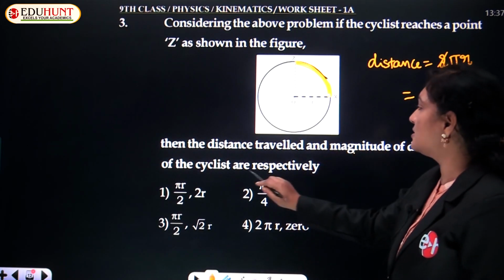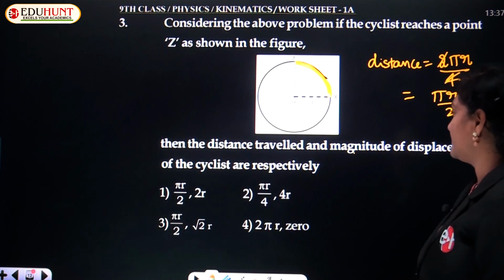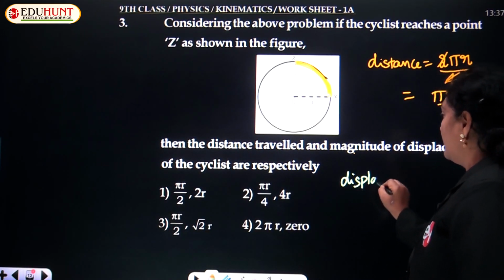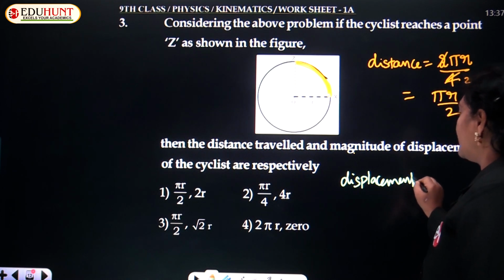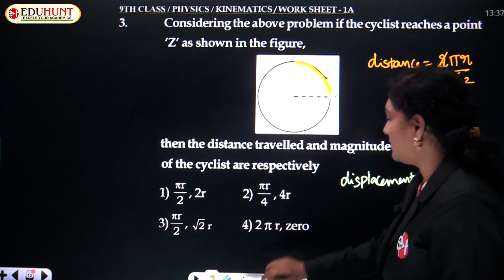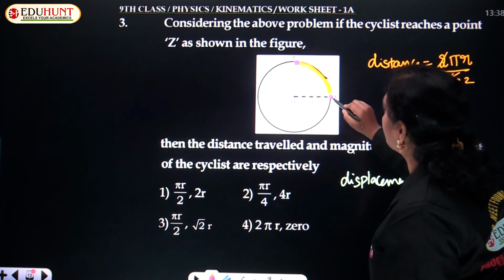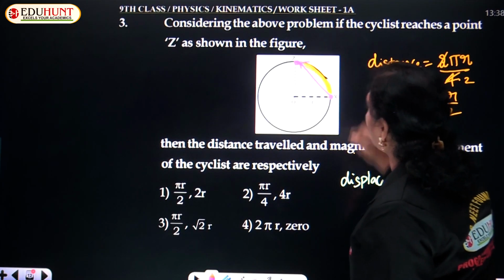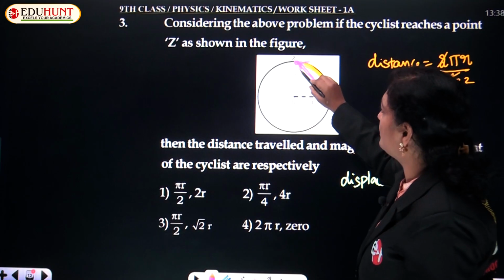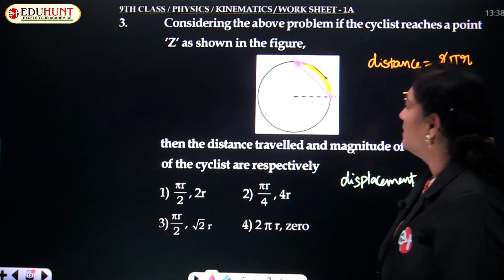So we are also asked to find out the magnitude of displacement. In order to find out the magnitude of displacement, it's nothing but the line joining the initial position to the final position. What is the initial position? Here is your initial position and here must be your final position. The line joining the initial position to the final position is something like this. So this total path length you have to find out, children, from here to here. So how much is that?